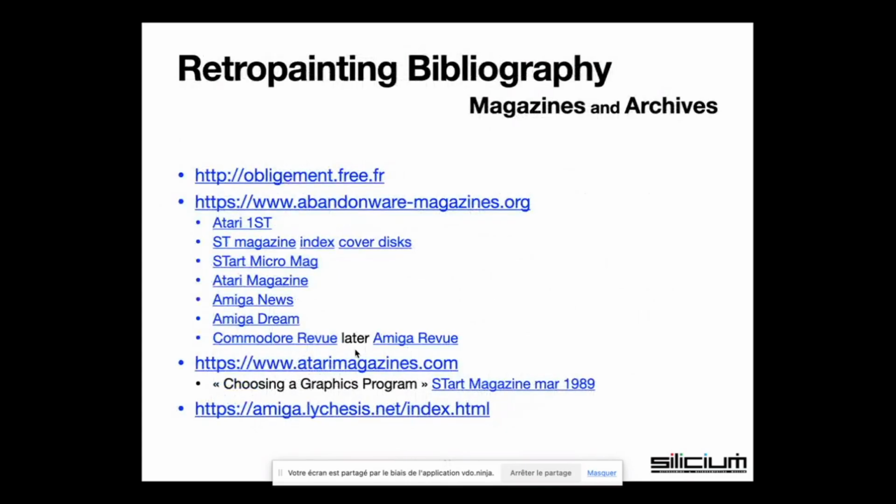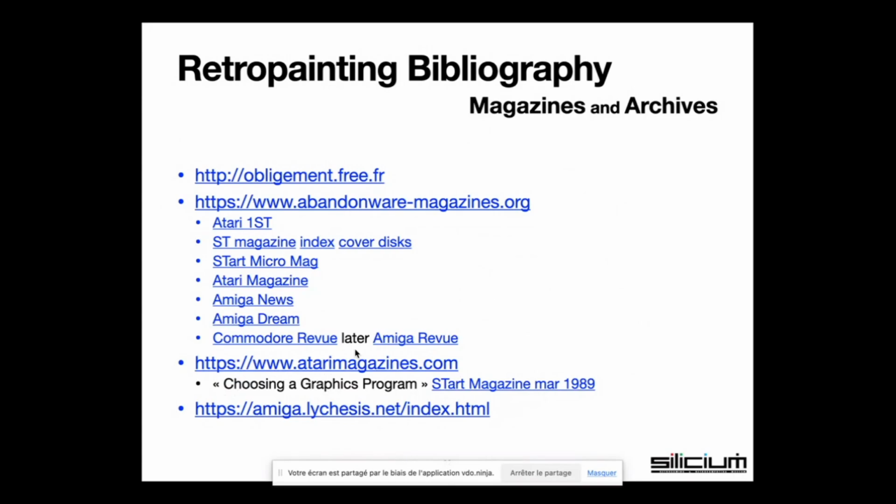Bibliography of interesting sources if you want to learn about those old programs or how to use them. So reviews of the programs or tutorials. You find that in old magazines, and you find those old magazines scanned, for example, on those websites. Many individual articles are available on Obligement, coming from Atari and Amiga French magazines, essentially. Abandonware Magazines is also a collection of French magazines for many computers. So those are the ones for the Atari and Amiga.